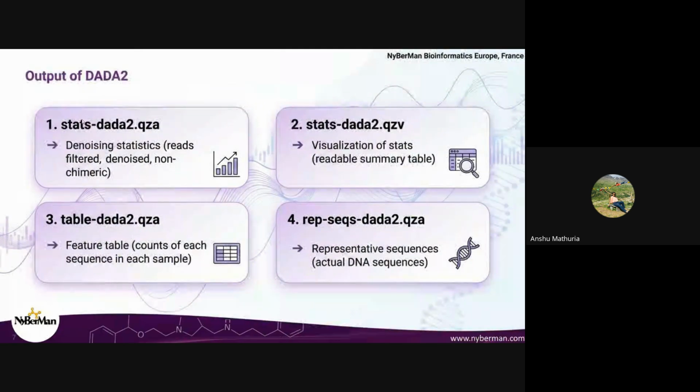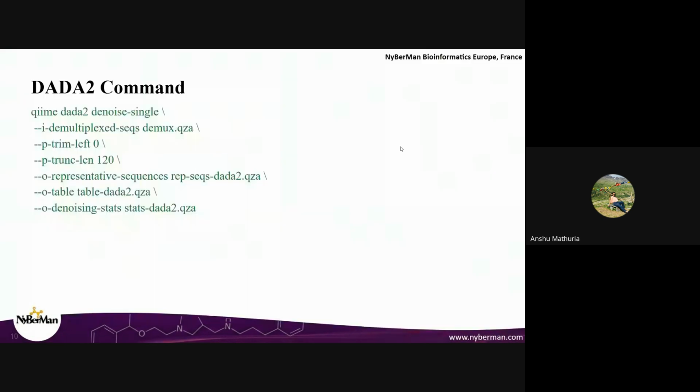Those three files will be generated. When you look in your folder, you will see stats-dada2.qza, table-dada2.qza, and rep-seqs-dada2.qza. So all these files will be generated, and the command I just copy-pasted in the chat box will be used to convert stats-dada2.qza into stats-dada2.qzv, so that we can visualize that particular file.